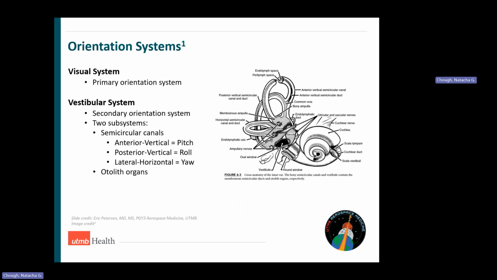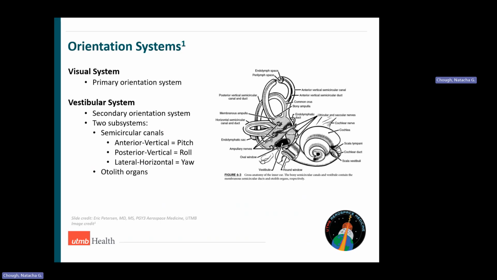Before we can appreciate how we become disoriented, first we need to understand how we're usually orienting to the surroundings in aviation. The visual system is responsible for 90% of orientation. The vestibular system provides the remaining 10%. Despite this, about half of spatial disorientation accidents are the result of the vestibular system and half visual. The reason for this will become apparent in the following slides.